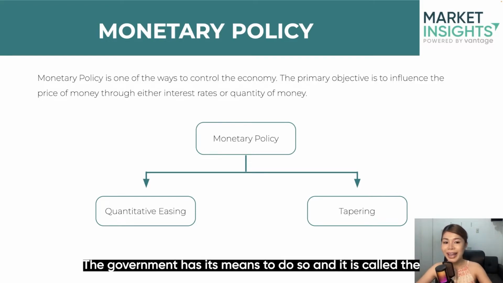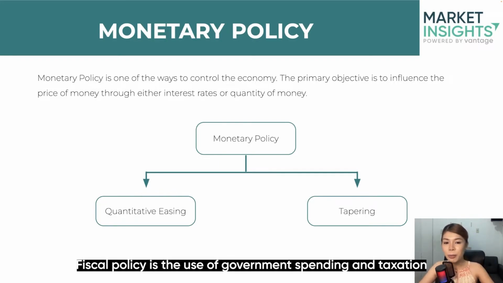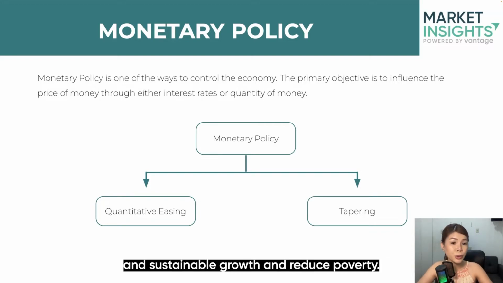It is not only the central bank that controls or affects the economy. The government has its means to do so, and it is called the fiscal policy. Fiscal policy is the use of government spending and taxation to influence the economy. Governments typically use fiscal policy to promote strong and sustainable growth and reduce poverty. I will not be discussing this in this webinar series, but leave a comment if you're interested to learn more about monetary policy and fiscal policy.